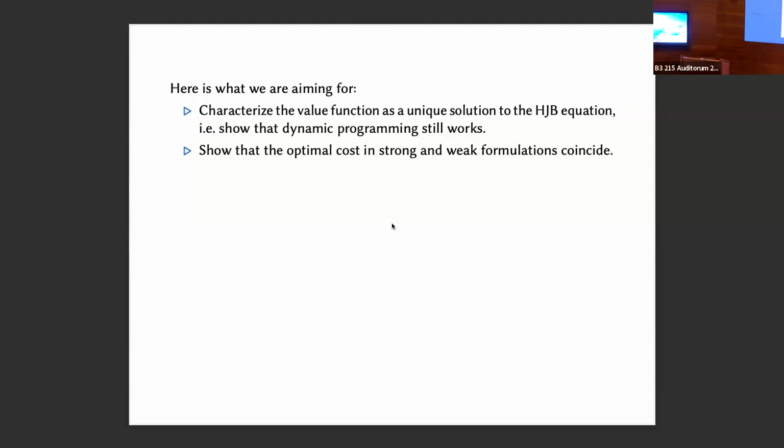In addition, we want to show that the optimal cost in strong and weak formulations coincide. And we want epsilon optimal feedback controls. That's a strong indicator that if you are doing numerics in the strong formulation with your usual techniques, based on the Hamilton-Jacobi-Bellman equation, then you're actually solving the strong formulation problem, right? And not just the weak one.